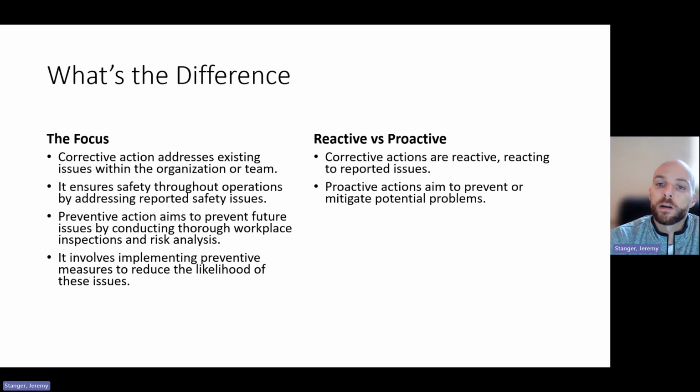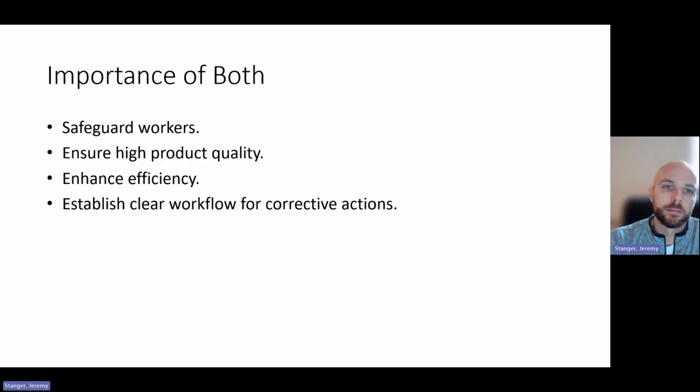So, kind of like what I've already said and what I've already been repeating. Reactive versus proactive. Corrective actions are reactive, reacting to reported issues, right? Proactive actions aim to prevent or mitigate potential problems. So that kind of gives you a pretty good definition of what the focus is between the two, reactive versus proactive. Importance of both. Again, they're both important. We need to have both to be able to prevent injuries, prevent unwanted incidents, undesirable actions in the workplace, right?